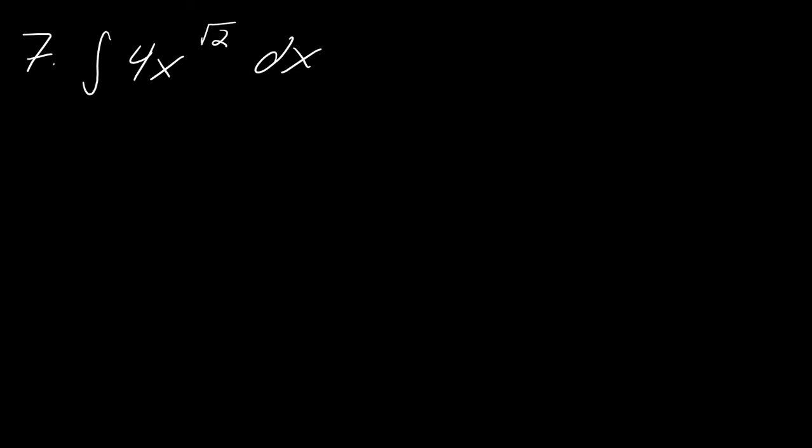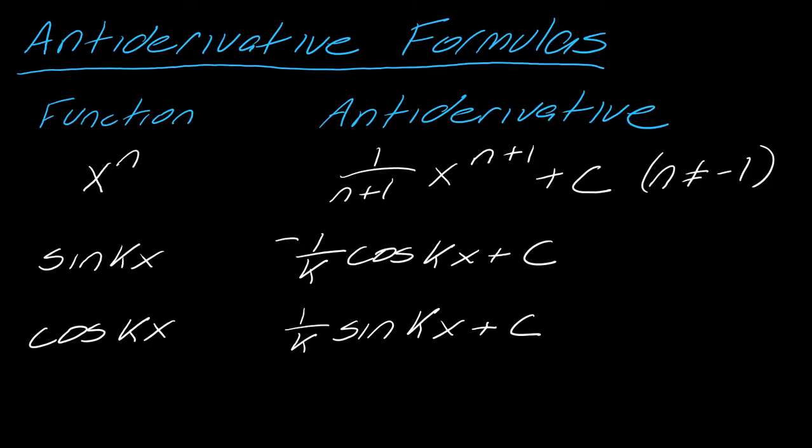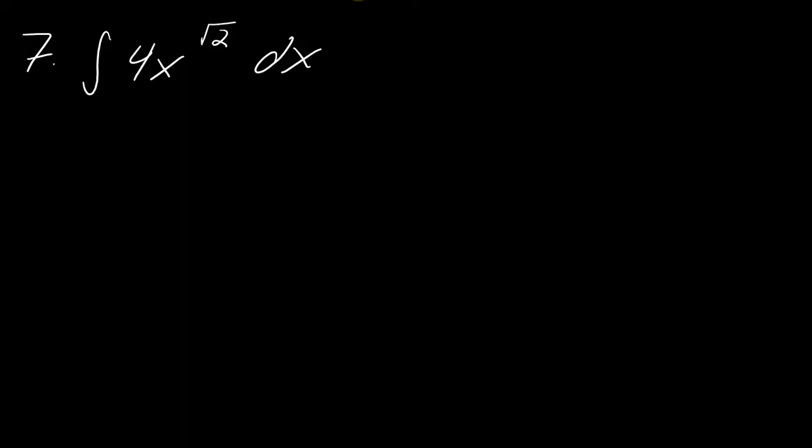Okay, so for number 7 here, I have 4x to the square root of 2 dx. This one might look very hard, but remember, this square root of 2 is just a number, so this is actually just a straight up application of the antiderivative formula. If you're wondering which formula this is, it's really just an application of your power rule, right? So my n in this case would be the square root of 2. You can pause that and read that over if you wish.